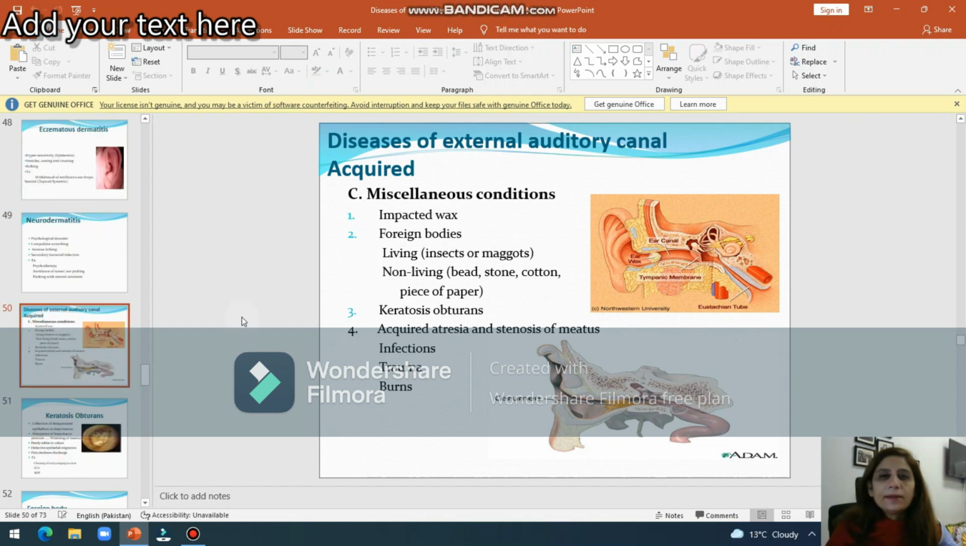Then impacted wax: if the wax in the external auditory canal is hard, remember wax is formed by ceruminous glands. Ceruminous glands are present in the outer part of the external auditory canal, and wax naturally comes out of the ear. If it is not coming out and it gets hard, then you will make it soft with the help of 5% soda glycerin, and after making it soft, you will remove it with the help of suction, with the help of a probe, or with the help of a syringe.